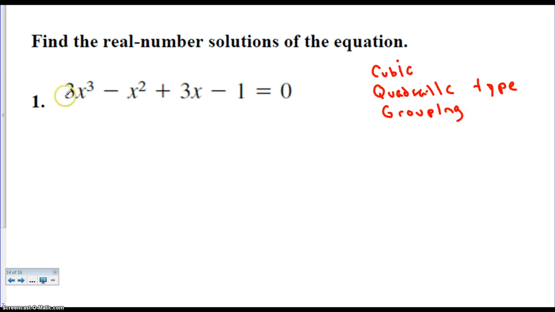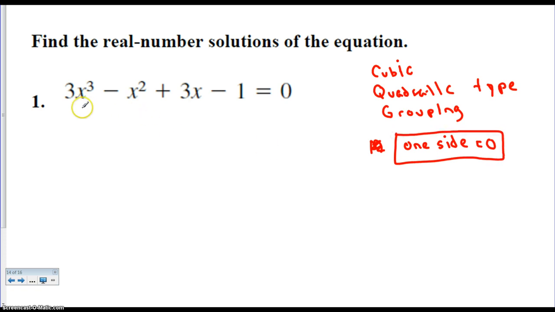And if I look at this, this has four terms. And remember, whenever we want to solve an equation, we need to make sure one side equals 0. Whenever we're solving an equation, we need to make sure one side equals 0, which this does. So what I want to do is look at this. Because there's four terms, I'm going to think and hope that this is a grouping type of question.